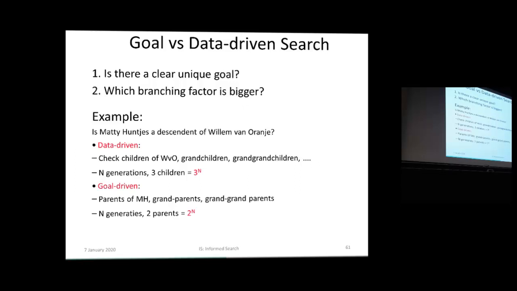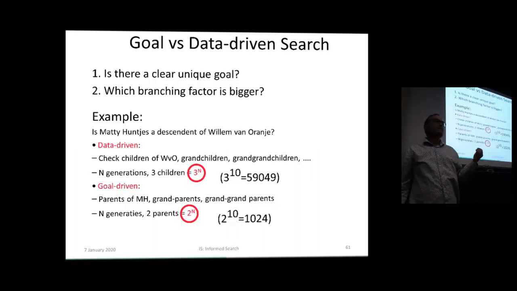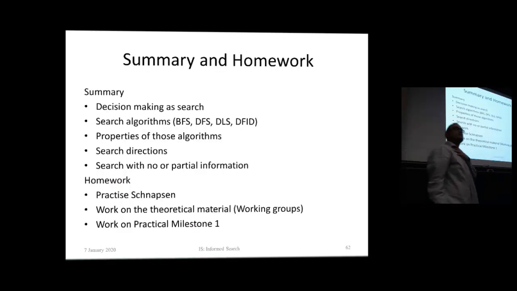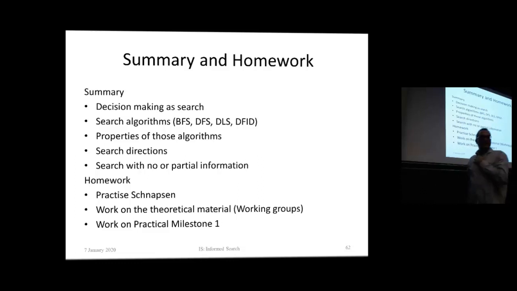And of course, the other thing we have seen is that if you start from Matti, then you only have to search 2 to the power of n. And if you say this doesn't make a difference, think again, because if you think there are 10 generations between Matti and Willem, then you have 1,000 records that you have to look into, or almost 60,000 records. So it's 60 times as much work to do this in the direction from Willem as opposed to the direction from Matti.